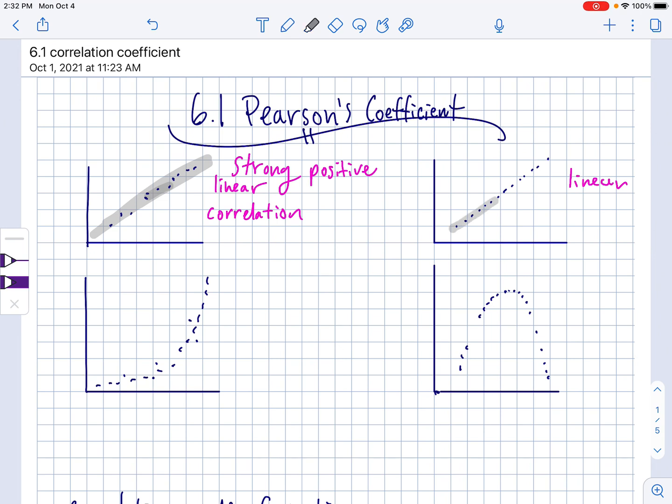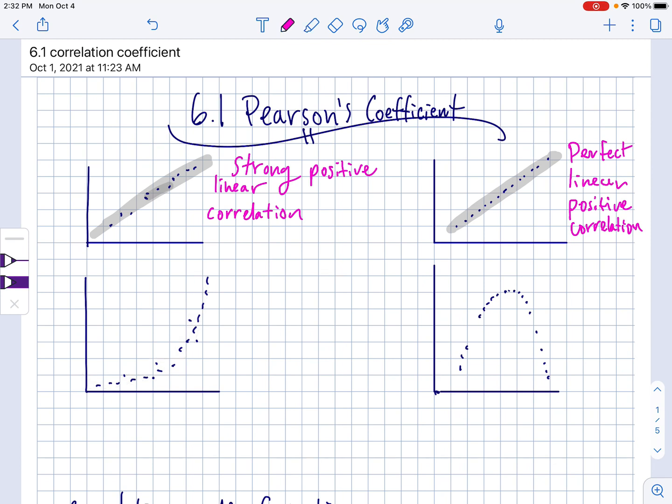We'll talk about the direction a little bit more in some future graphs. This one over here, I meant for the dots to be perfectly on a line. So sometimes they'll call this perfect linear positive correlation.